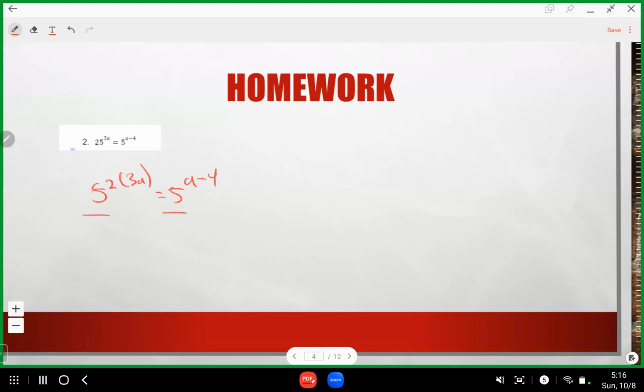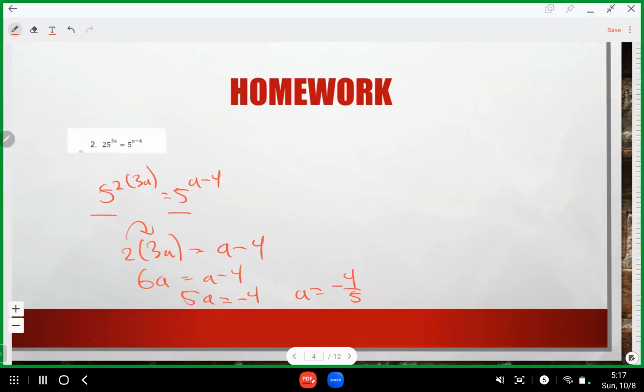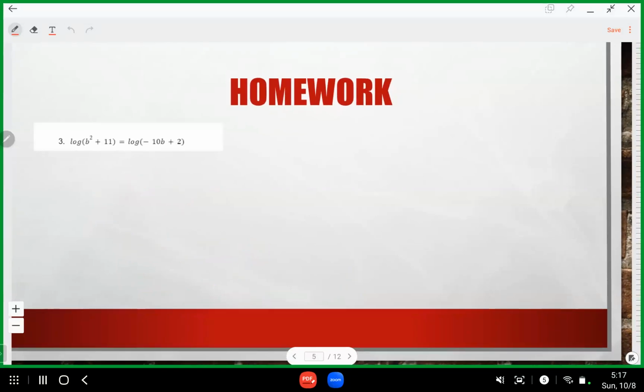If we have the same base on the bottom, then we can set the exponents equal to each other, right? So we have 2 times 3a is equal to a minus 4. If you multiply this out, 6a is equal to a minus 4. So we have 5a is equal to -4. A is equal to -4 over 5. So it is not -8, unfortunately, but it is -4 over 5. Okay, so let's do the last one. That is log of b squared plus 11 is equal to log of -10b plus 2.